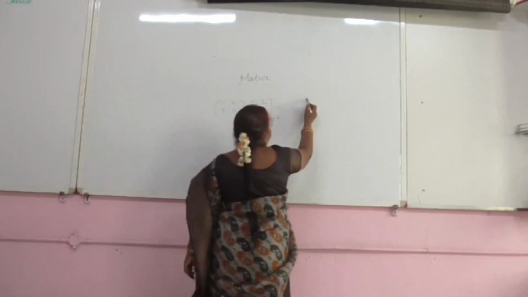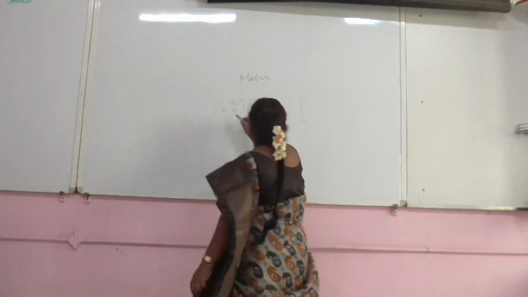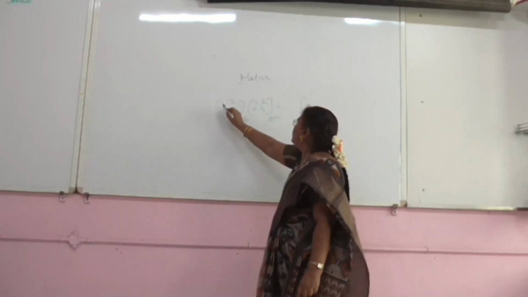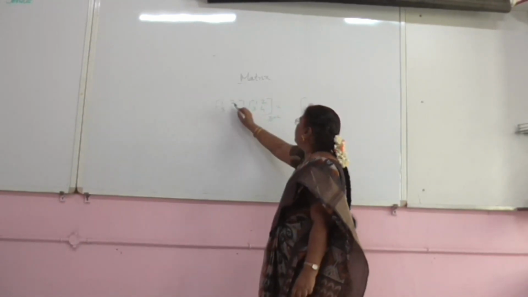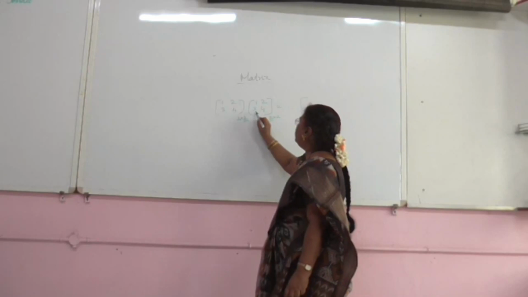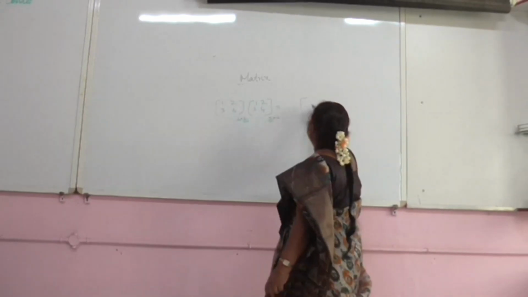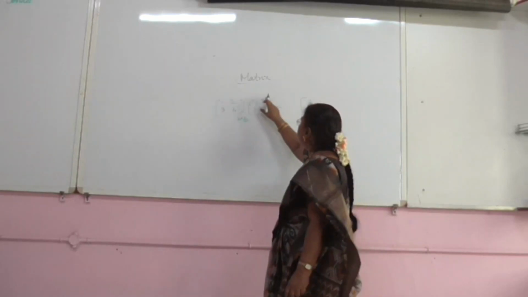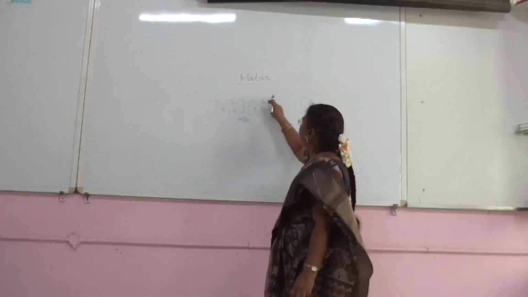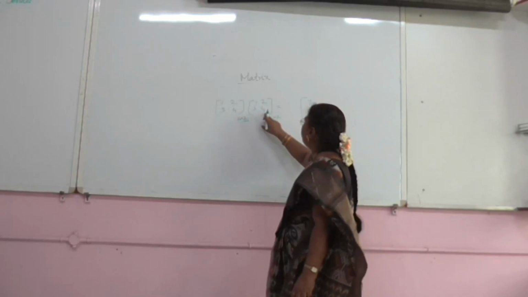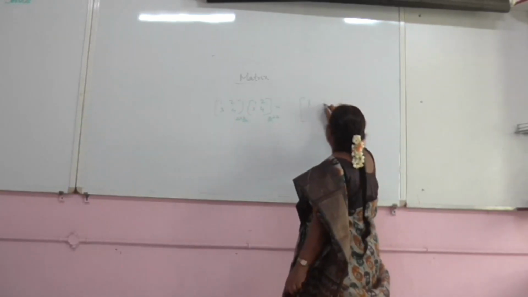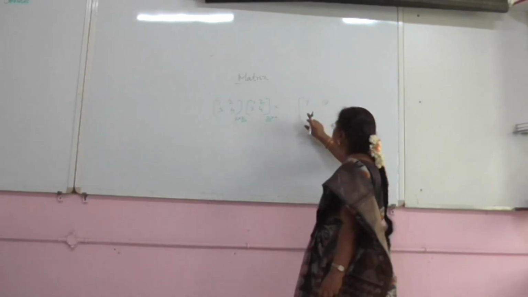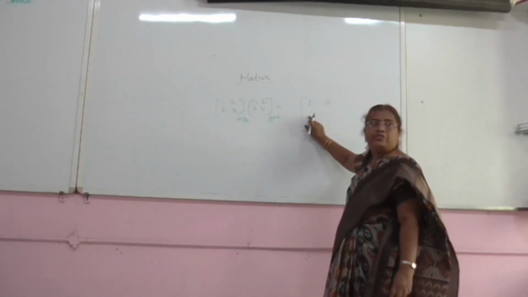Now by multiplying these two matrices, we multiply the first row with the first column corresponding elements. 1 into 1, 1, plus 2 into 3, 6. 1 plus 6 equal to 7. Similarly, first row, second column. 1 into 2, 2. 2 plus 4, 8. 2 plus 8, 10.